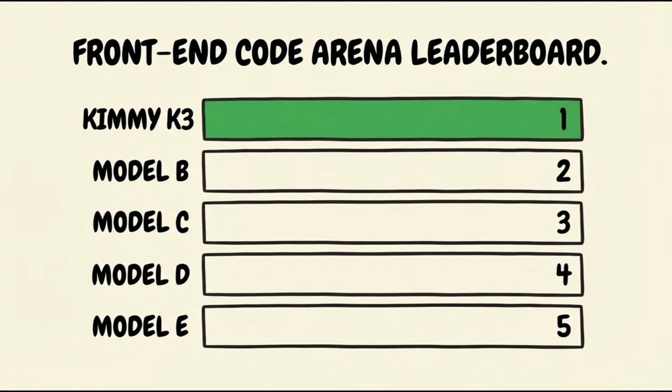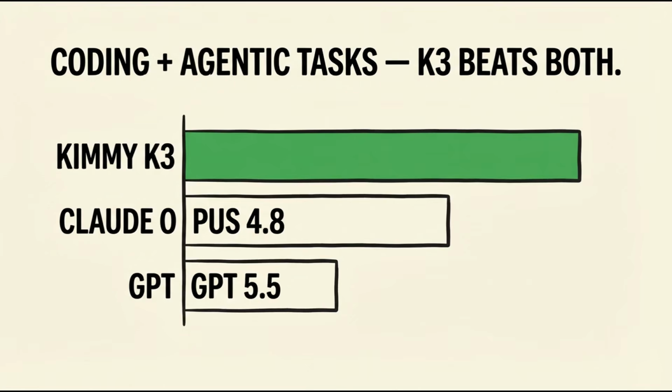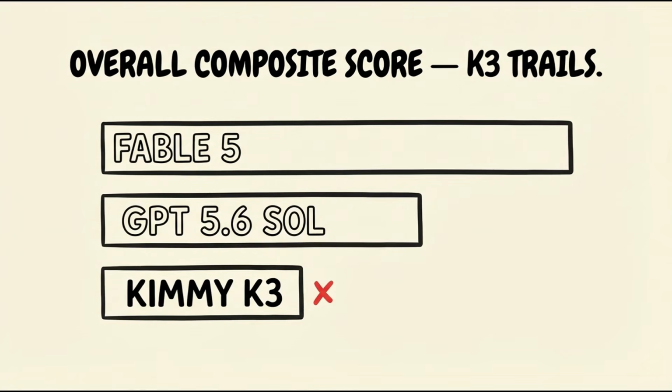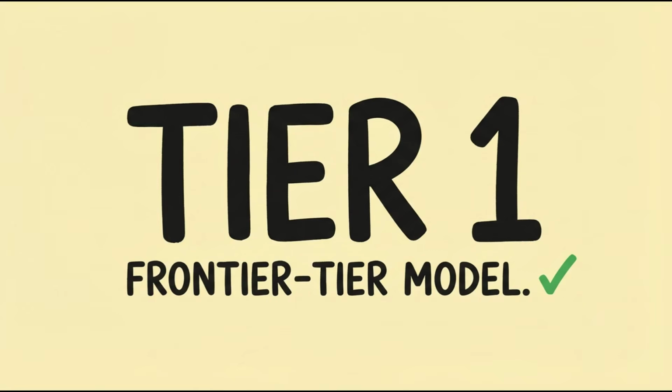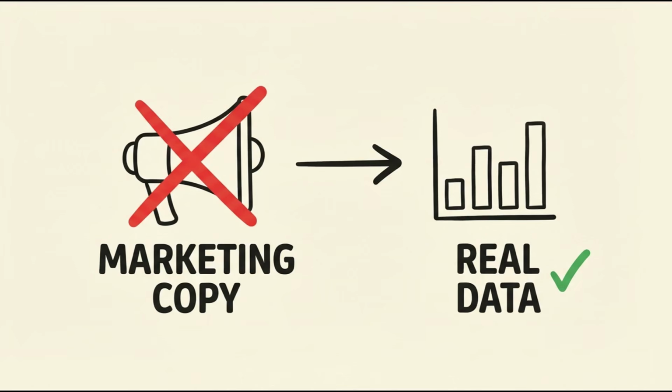It's already sitting at number 1 on the frontend code arena leaderboard, ahead of Claude Fable 5 in that specific benchmark, and it's beating Claude Opus 4.8 and GPT 5.5 across coding and agentic tasks, though it still trails Fable 5 and GPT 5.6 Sol on overall composite scoring. That's Tier 1. That's the model's own release data cross-checked against third-party arena results, not marketing copy.